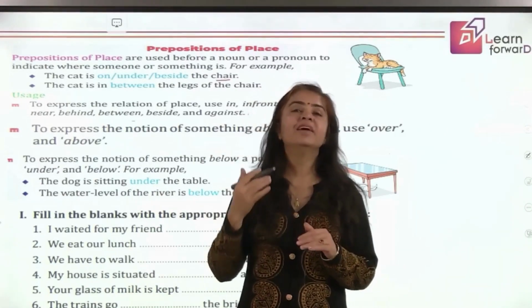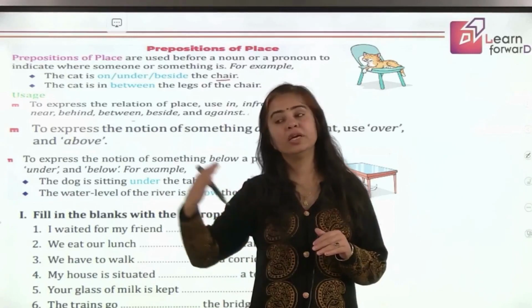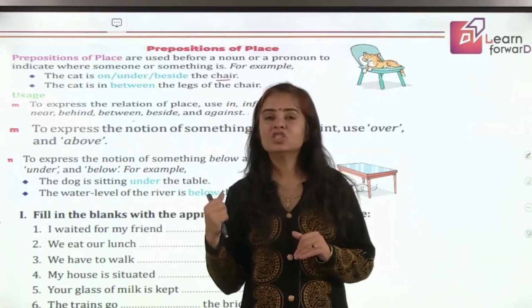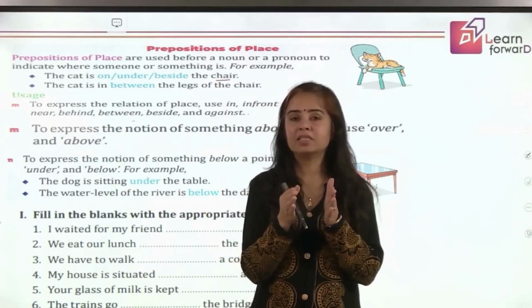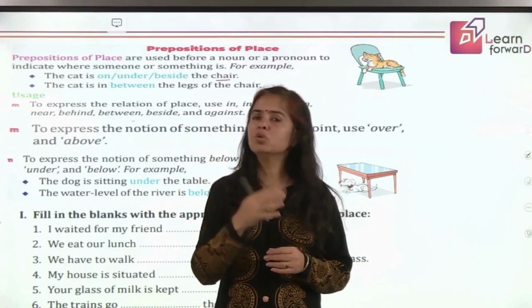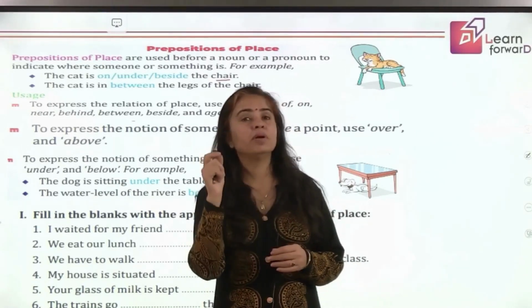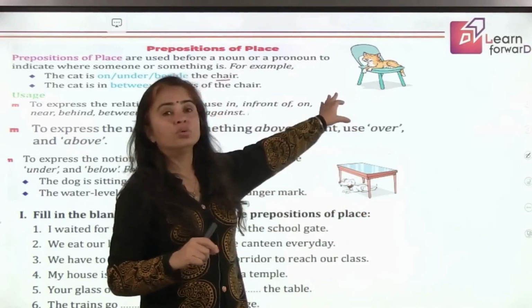It can be, yes, on the chair. It can be under the chair also. It can be near the chair, children. It can be beside the chair also. Beside means just side by side, and near means actually it is closer. So there are so many prepositions we can use. It depends on the position, the place where the cat is in relation to the chair.